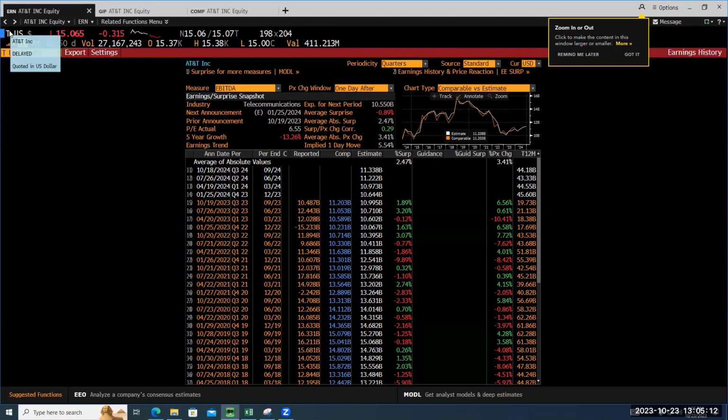All right, so I want to show you how I'm creating the data for paper 2. I'm in Bloomberg. This is the Bloomberg machine.